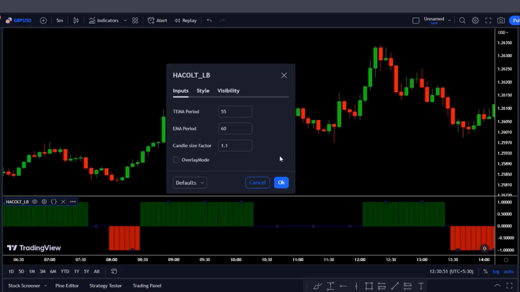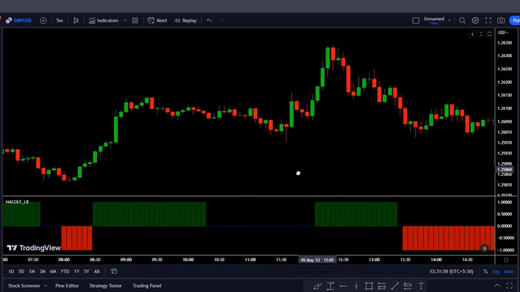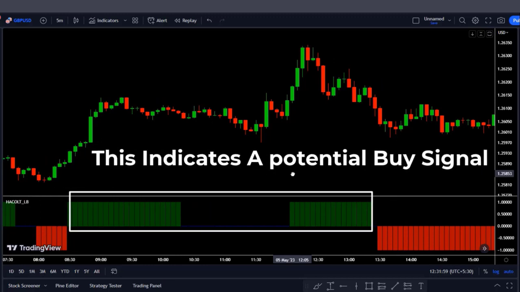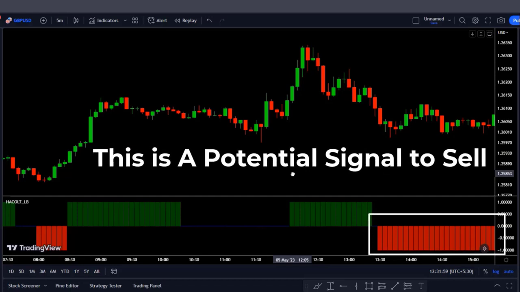In our strategy, we will leave the indicator settings as default. It is very easy to read the Vervoort Heiken Ashi oscillator. When the histogram turns green, this indicates a potential buy signal. When the bars turn red, this is a potential signal to sell.